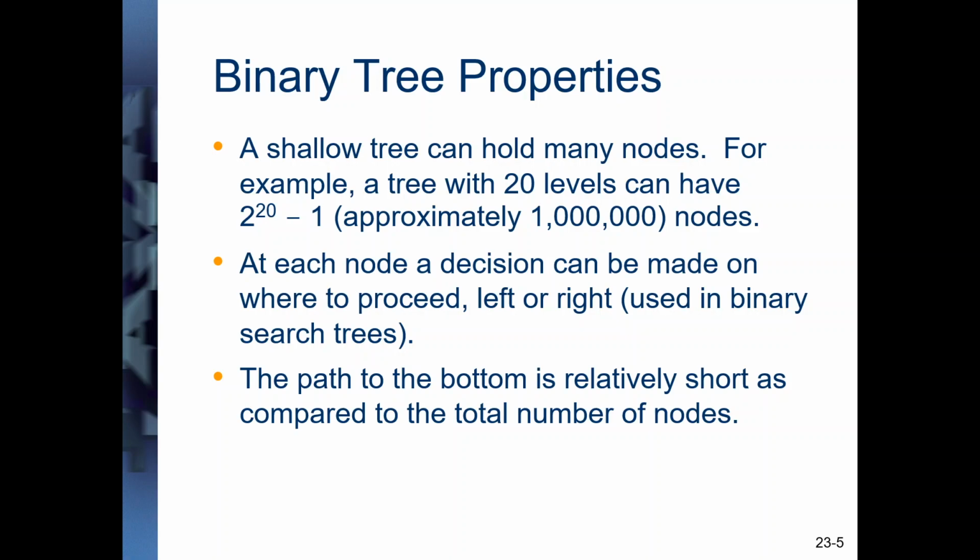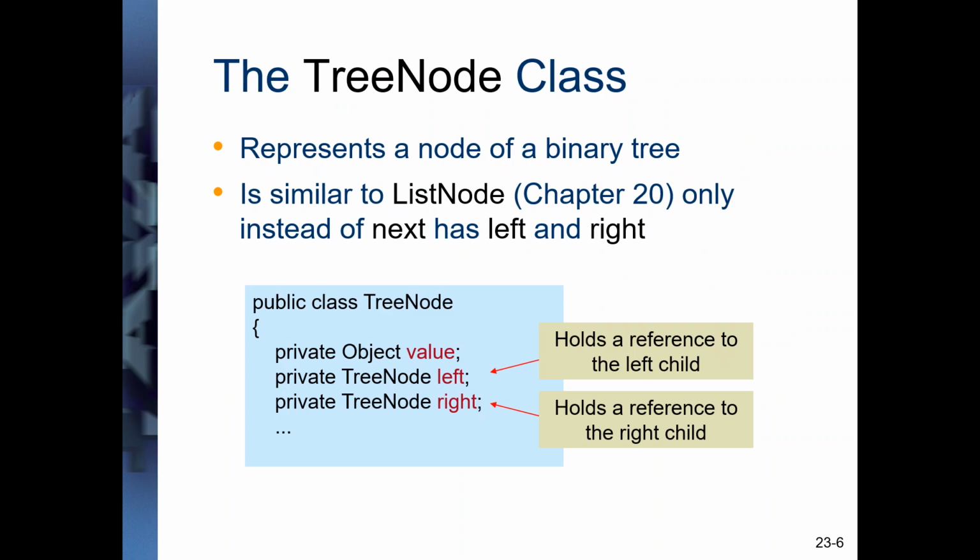And when you reach a node, you can make a decision to go to the left or to the right, and how to process the tree. And the path to the bottom, again, is relatively short as compared to the total number of nodes.